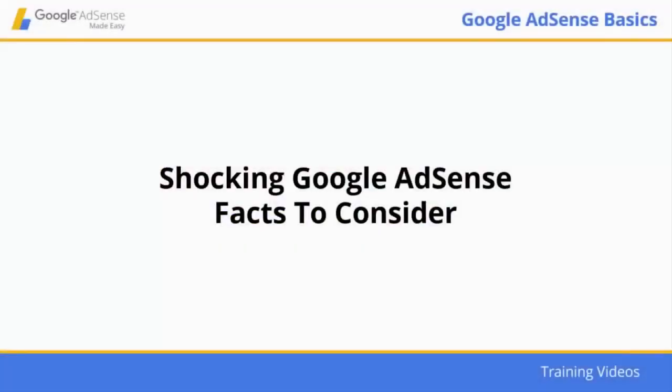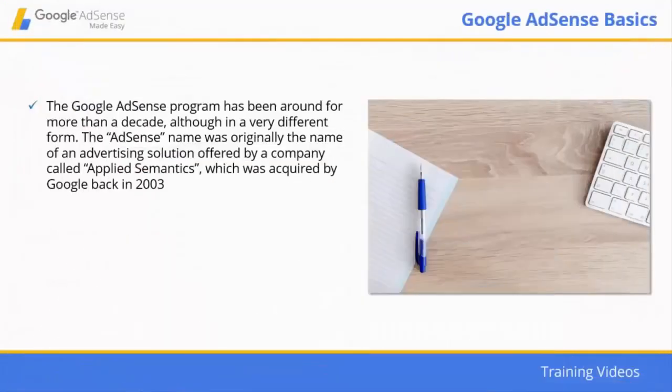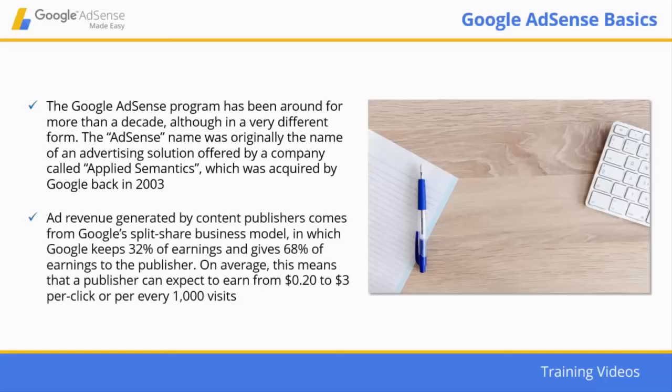Shocking Google AdSense facts to consider. The Google AdSense program has been around for more than a decade, although in a very different form. The AdSense name was originally the name of an advertising solution offered by a company called Applied Semantics, which was acquired by Google back in 2003. Ad revenue generated by content publishers comes from Google's split-share business model, in which Google keeps 32% of earnings and gives 68% of earnings to the publisher.